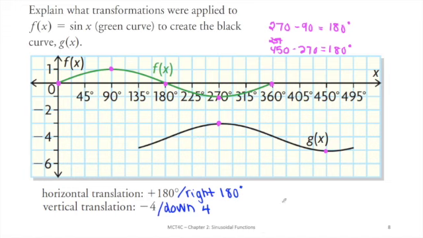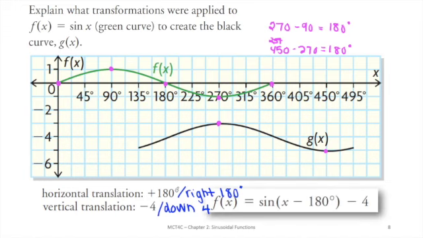it into an equation. So to put it into an equation, you're just going to have f(x). Actually, sorry, it should be g(x), because that's our final graph, is sine, and then you're removing x, and then remember, it's the opposite, so we're going to put a negative 180 degrees, and then we're going down 4, so minus 4. Don't forget your brackets. Okay?